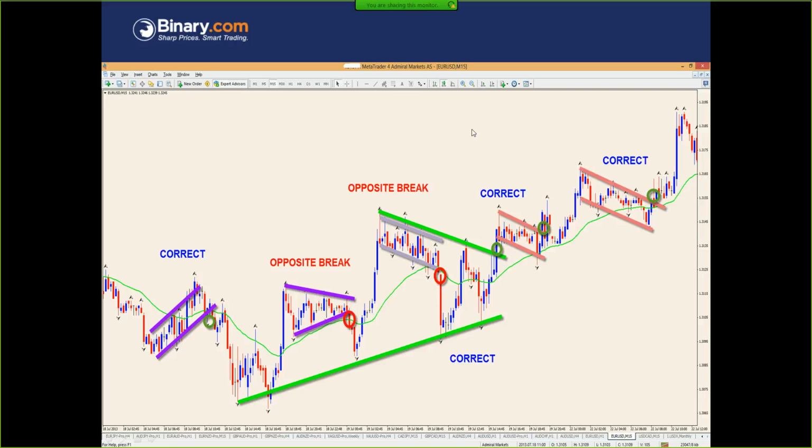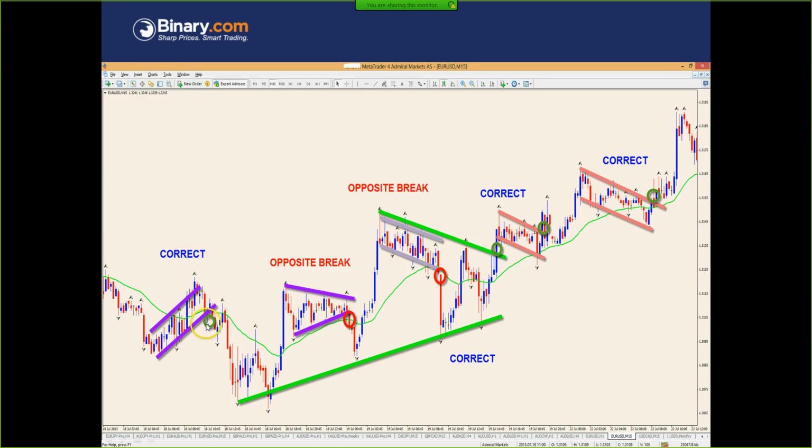Like this, for instance, here. Bear flags, bull flags, they help connect trend lines, expanding wedges. And the break of those patterns, you see breakouts, right?